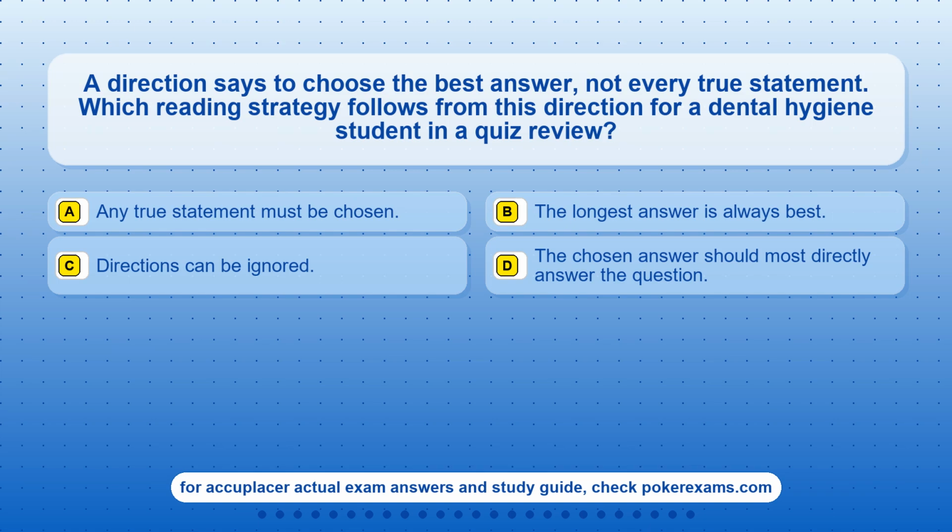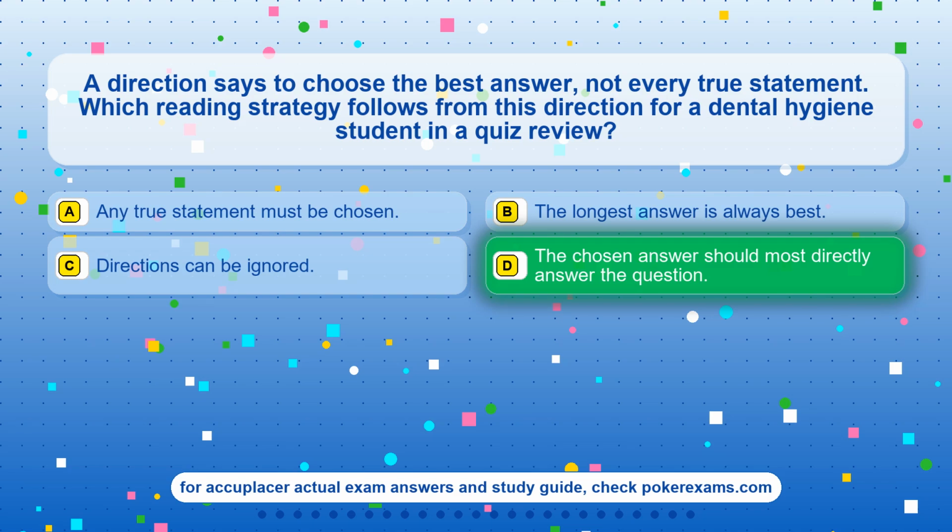Question 19. A direction says to choose the best answer, not every true statement. Which reading strategy follows from this direction for a dental hygiene student in a quiz review? Option A. Any true statement must be chosen. Option B. The longest answer is always best. Option C. Directions can be ignored. Option D. The chosen answer should most directly answer the question.